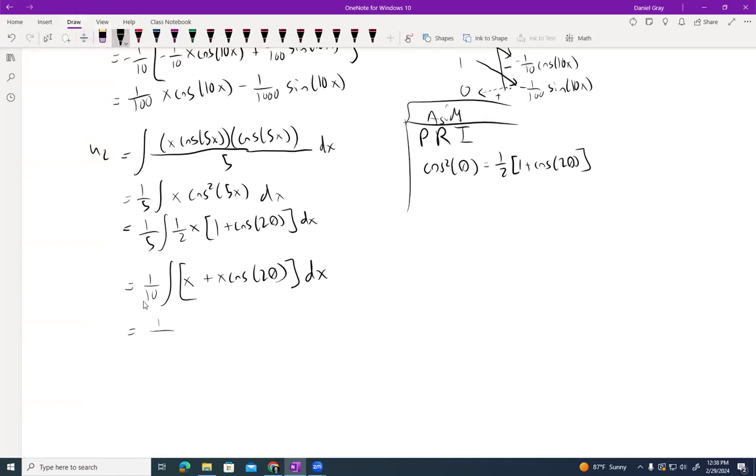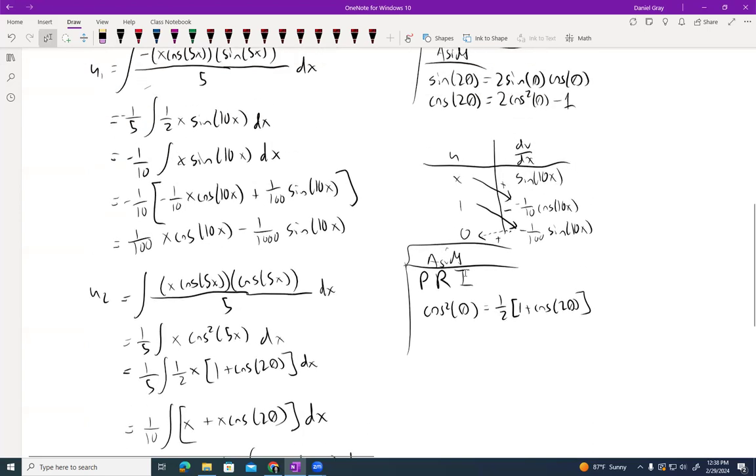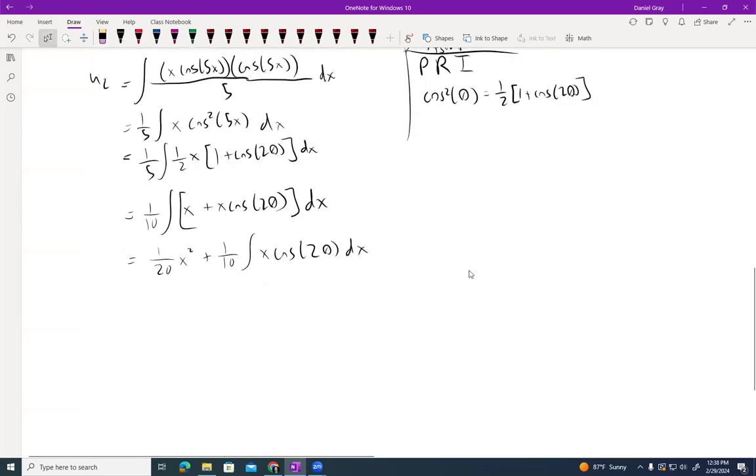Oh, sorry, not negative 1/20, 1/20 x squared, right? Plus 1/10 the integral of x cosine of 2 theta dx. Okay, so now I've got to use integration by parts to find the integral of x cosine of 2 theta. I did x sine of 2 theta above, so I can't reuse that.